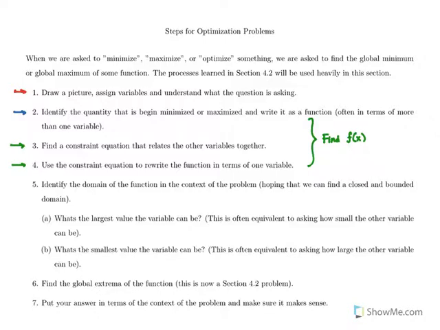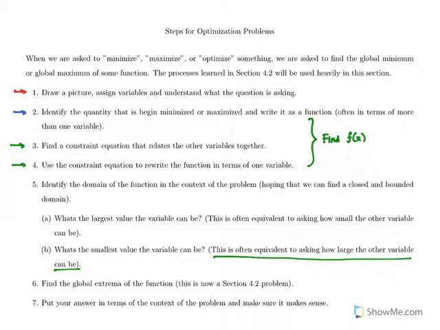And when we're doing that, one of those questions is probably going to be very straightforward, and the other is going to be more difficult to answer. And we'll see that in our examples when we do it. So maybe finding the largest value is going to be fairly straightforward. Finding the smallest value might be weird. So the other way to do that is it's often equivalent to asking how large the other variable can be. And we'll see an example of that in our first example.